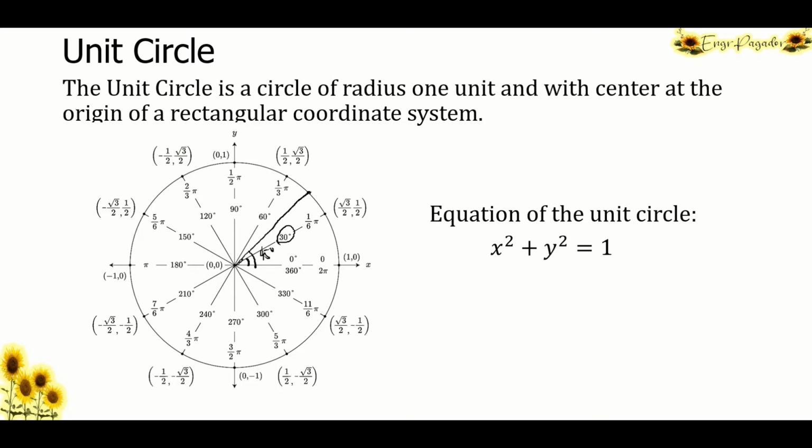Okay, so that is the division of the unit circle. And these are the coordinates of each point. So the equation of a unit circle is this one: x squared plus y squared is equal to 1. So that is your unit circle.